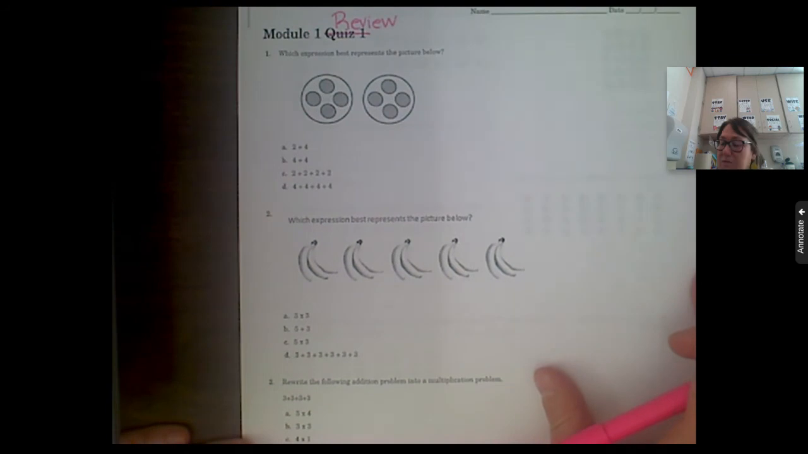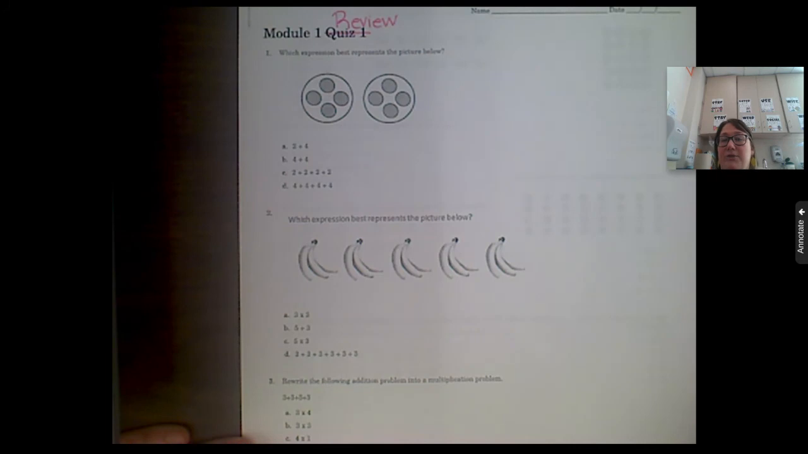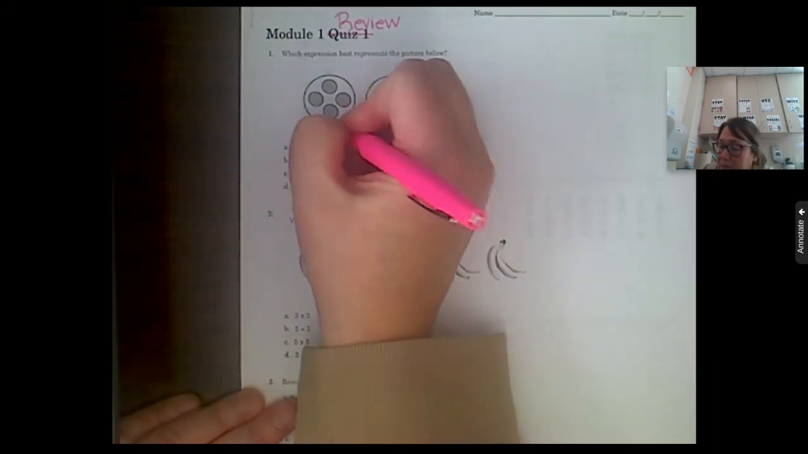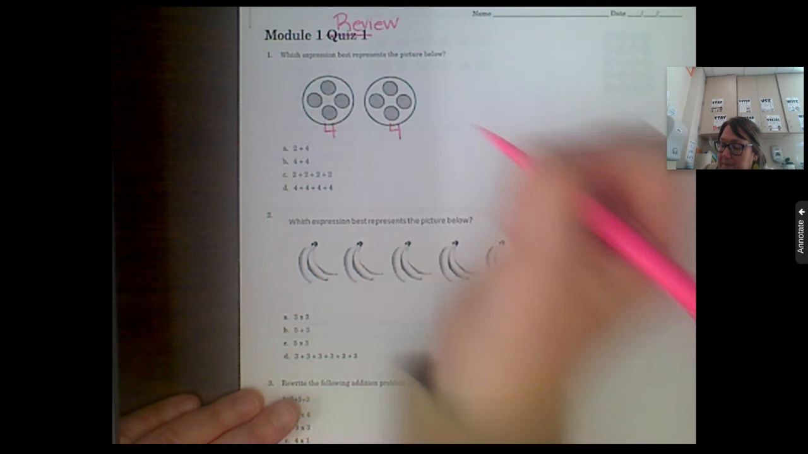So number 1 says, which expression best represents the picture below? One thing that we're going to do now, and that I definitely want you to do when you take your mid-module assessment, is to label the pictures, label the arrays, because it will absolutely help you. So when we look at this picture, we have 2 groups of 4. So I'm going to put 4 and 4, okay?